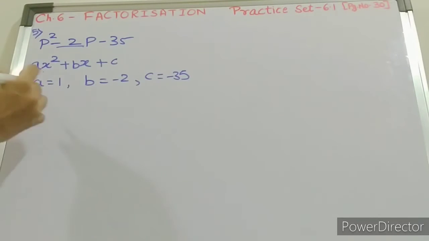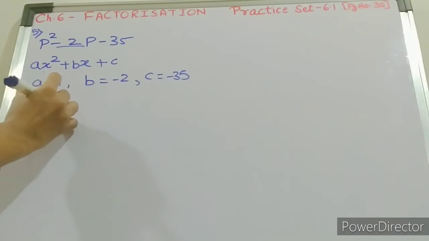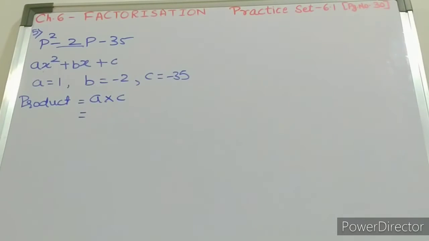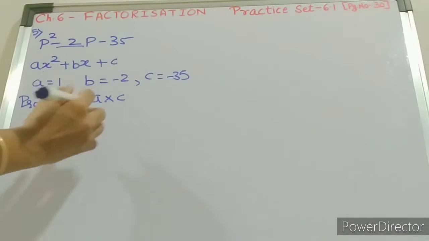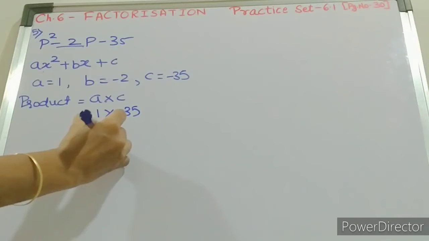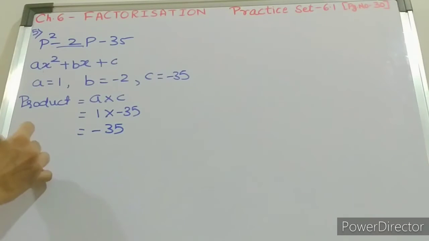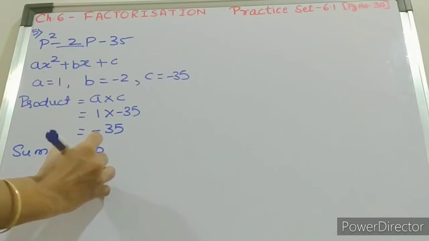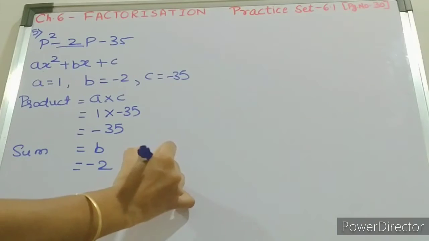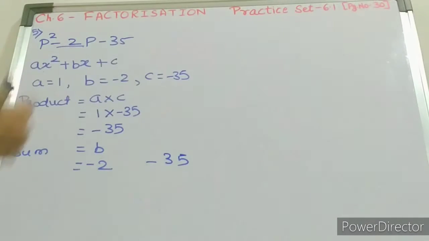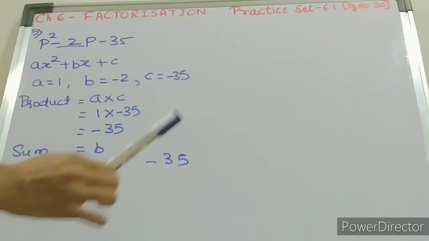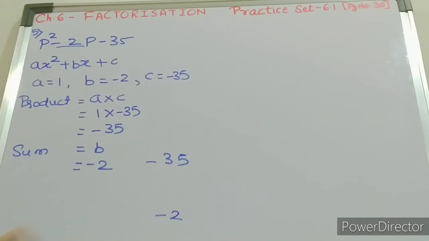This is a very important step where you should know what the values of a, b and c are. Now what is our requirement? The product should be a into c. We have to find the factors in such a way that the product is a into c. In this case it is 1 into minus 35, so the answer will be minus 35, and the sum is the middle term, that is b, which is minus 2. Now tell me the factors of minus 35: if I multiply those factors I should get the product minus 35, and their sum should be minus 2.